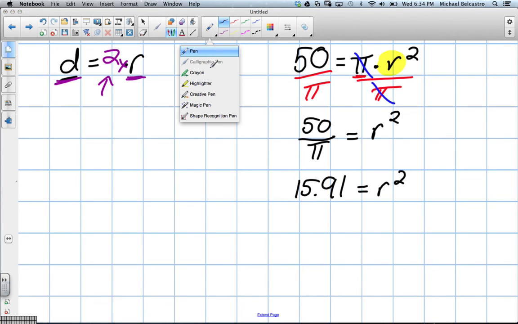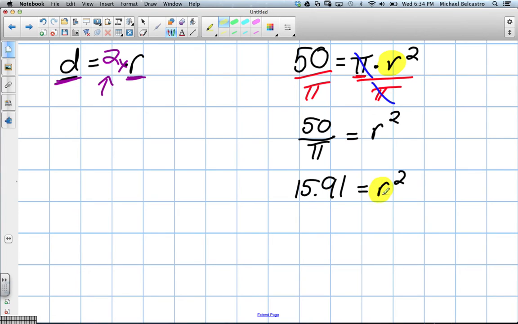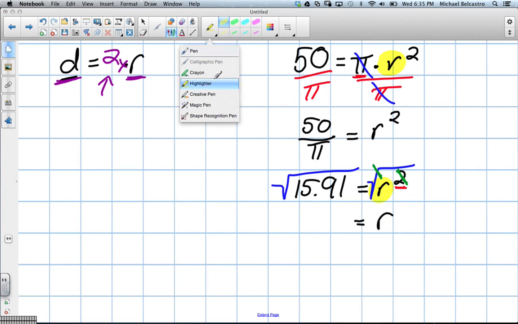But radius isn't by itself yet. I got to move the squared to the other side of the equation. Okay? How would I move squared? Do you know what the opposite operation of a squared is? It's a tough one. Okay. The opposite operation of squared is actually known as a square root. So we're going to square root both sides. What's going to happen over here is the square root and the squared are going to cancel each other out. And we're going to be left with just r, which is our radius. That's what we were trying to find.